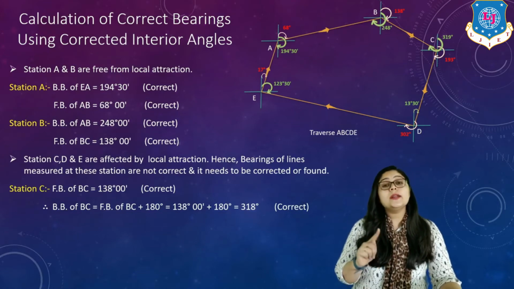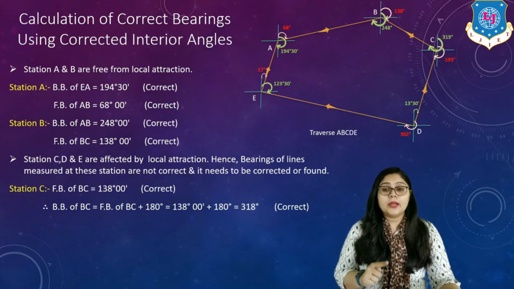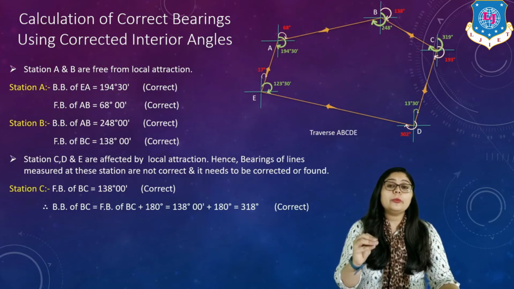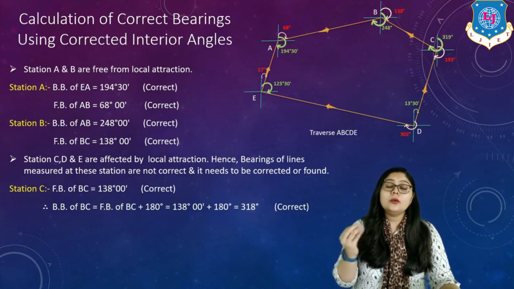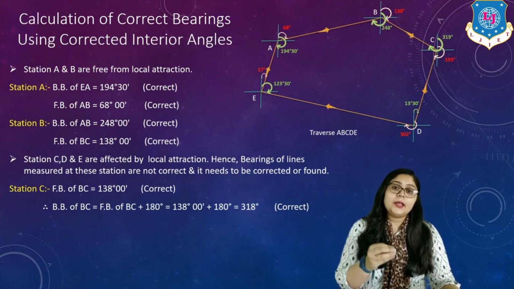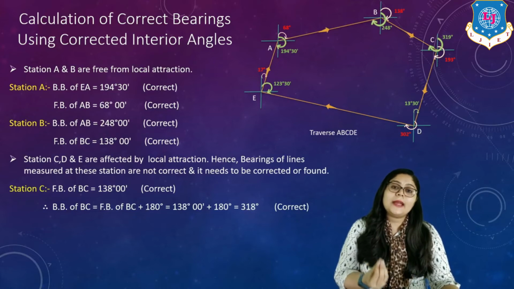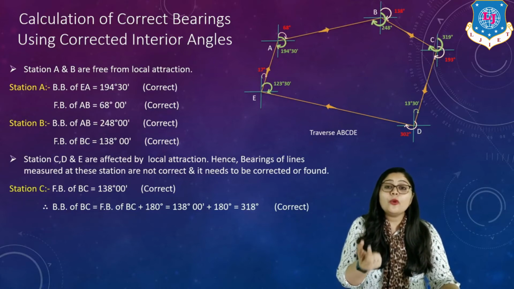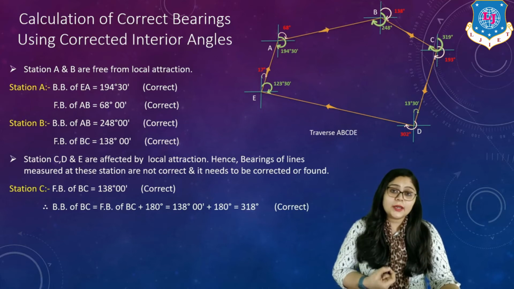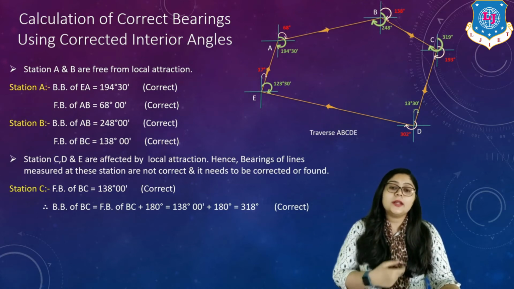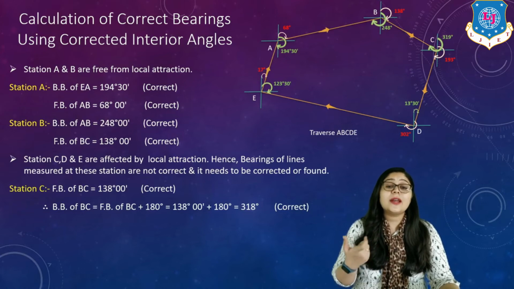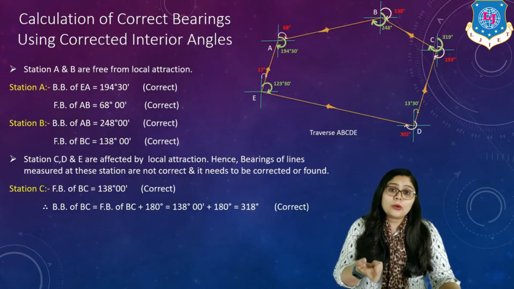Now you know the relation between fore bearing and back bearing. So if you have the value of the fore bearing, you can calculate the value of the back bearing. How? If it is lower than 180, you have to add 180. If it is higher than 180, you have to subtract 180. Now you have the fore bearing of 138 degrees, which is lower than 180, so you add. The back bearing of line BC is 180 degrees plus 138, which is 318 degrees, which is corrected, right? That you have found now.